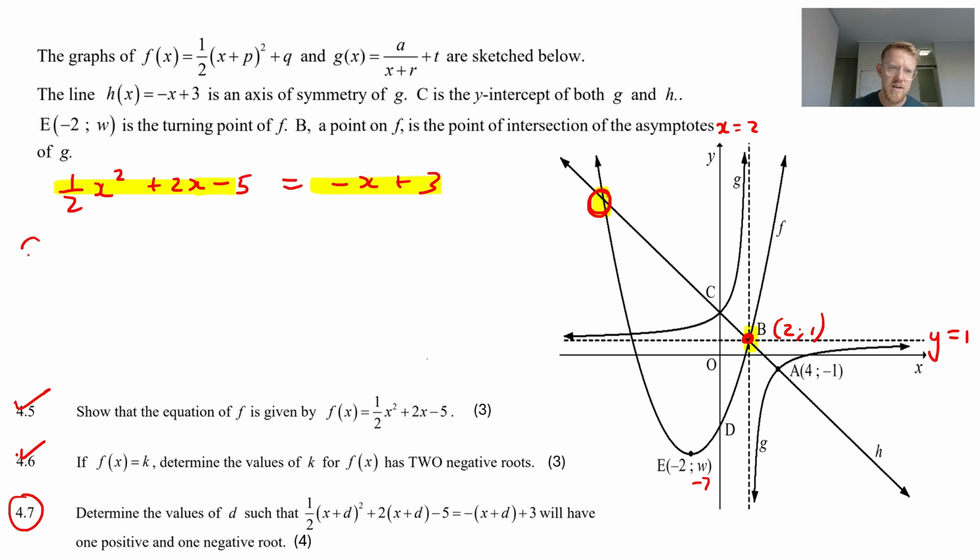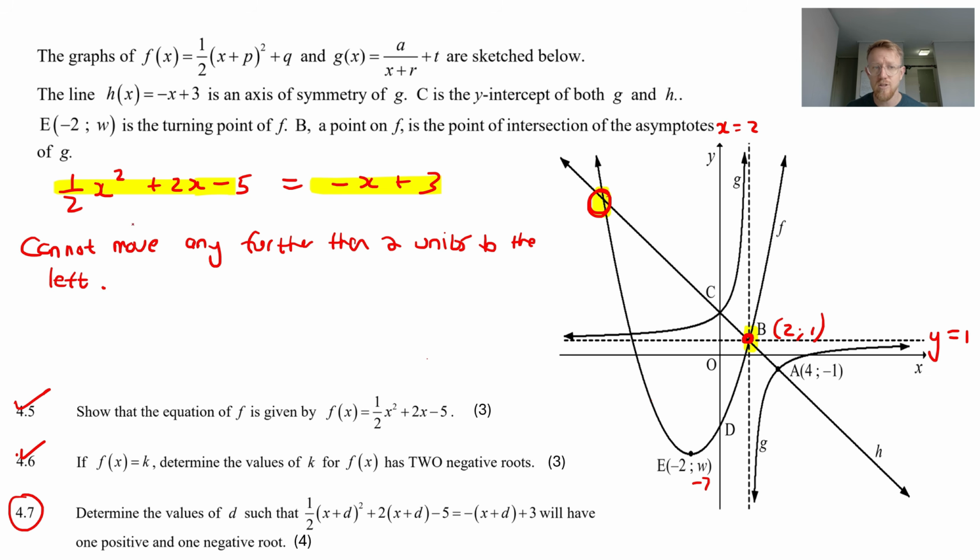Okay, so let's say here, cannot move any further than 2 units to the left. Because, don't worry, this isn't the answer that you're going to write in the exam. I'm just making some notes for ourselves so that when we go write out the final answer, we can understand.